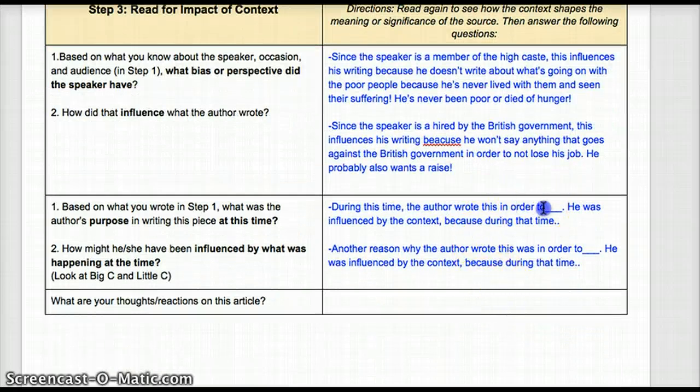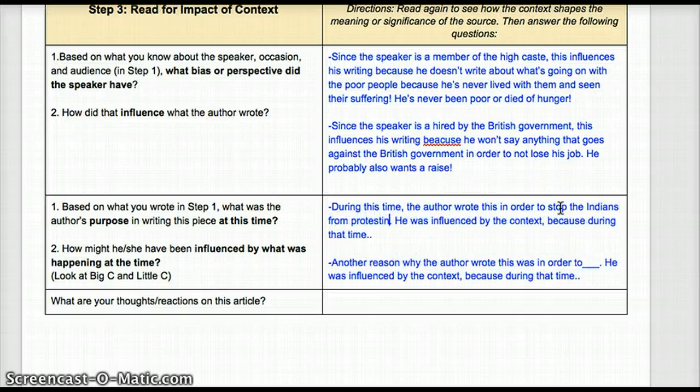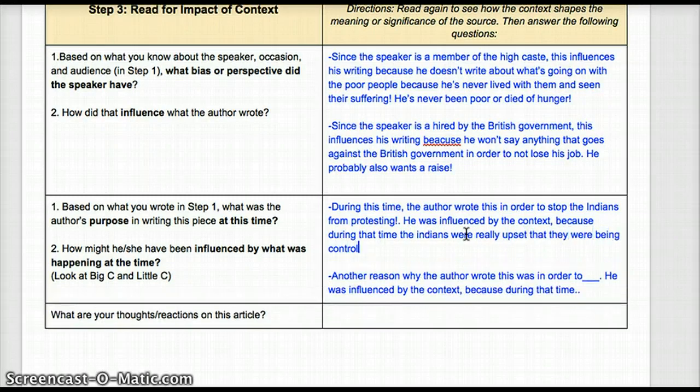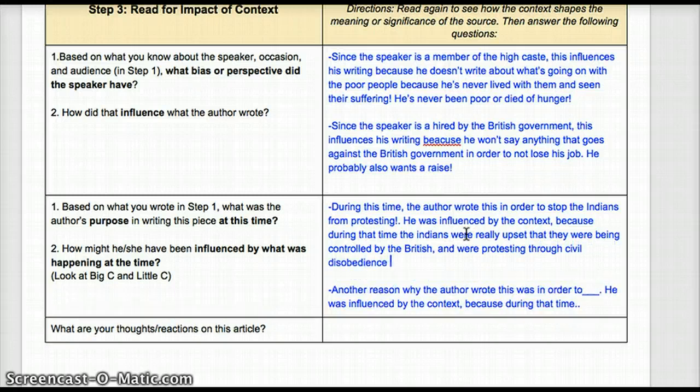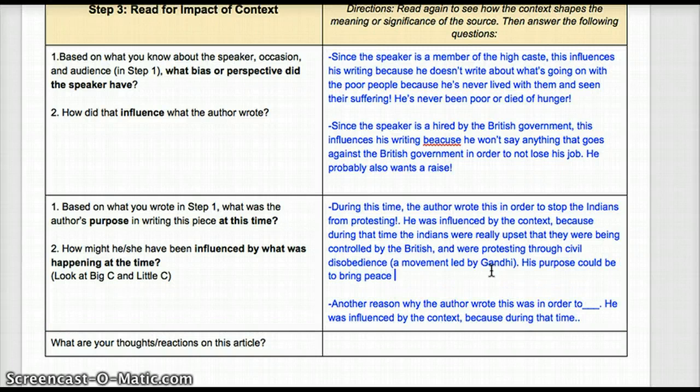During this time, the author wrote this in order to stop the Indians from protesting. He was influenced by the context because during that time, the Indians were really upset that they were being controlled by the British and were protesting through civil disobedience, a movement led by Gandhi. His purpose could be to bring peace and order to India.